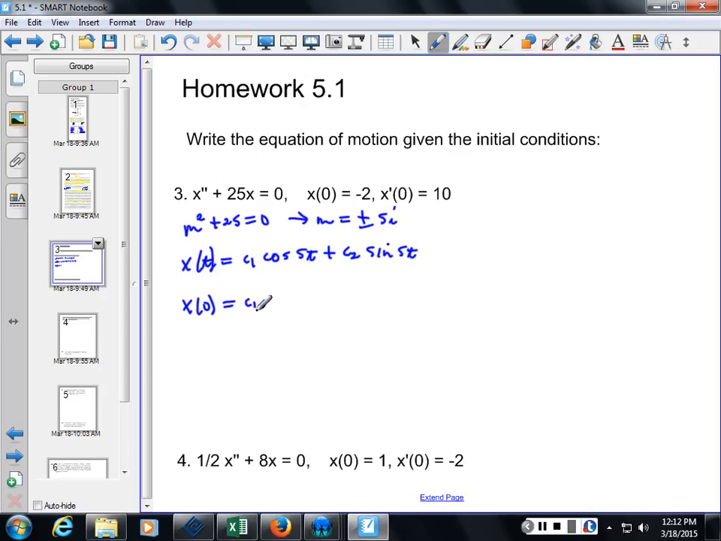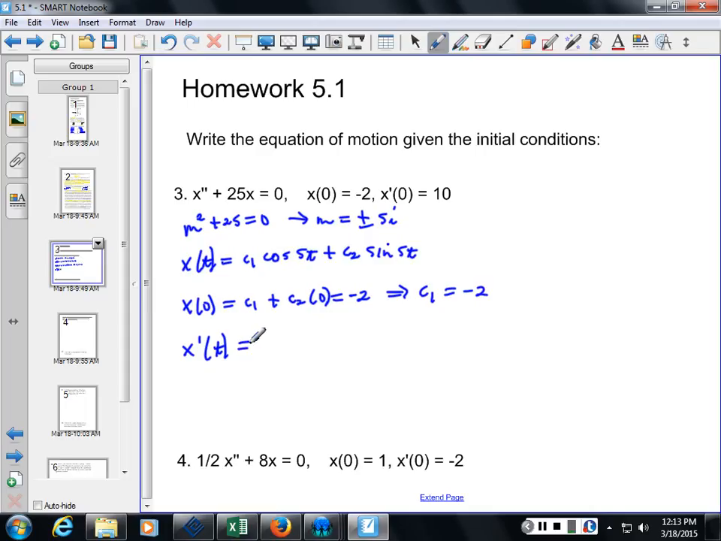That's going to be c sub 1, cosine of 0 is 1, plus c sub 2 times sine of 0 is 0. That's equal to negative 2. So c sub 1 is equal to negative 2. Then it has x double prime. The initial condition for x of 0 is the initial position. And then if it's x double prime, that talks about the initial velocity, right? So here, take the derivative first.